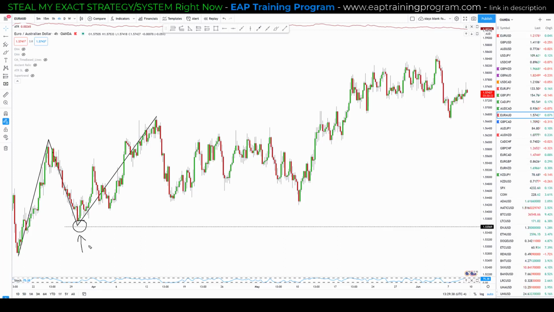So if it helps out while you're practicing this and drawing it, do a horizontal line at all your major swing lows during an uptrend and at all your major swing highs during a downtrend in order to be sure that you're still in line with the trend while you're practicing.